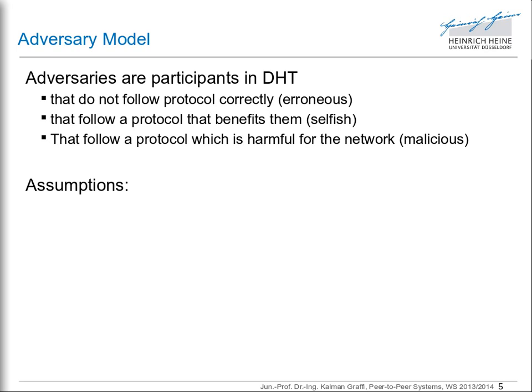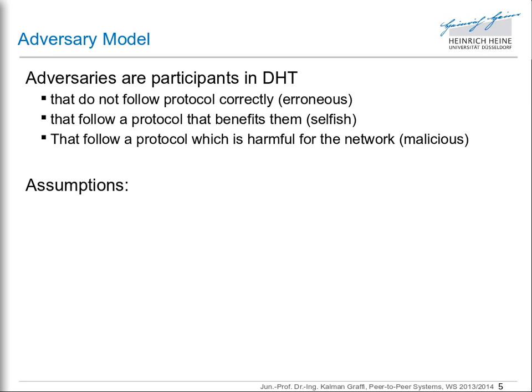And the last category are nodes that follow a protocol which is harmful for the network. These nodes are called malicious nodes, and they may spend more power to harm the network, for example, to disturb or even shut down the routing in the network.